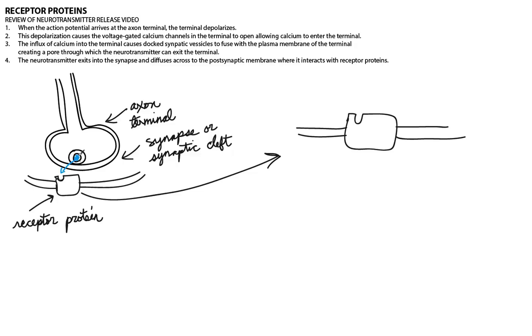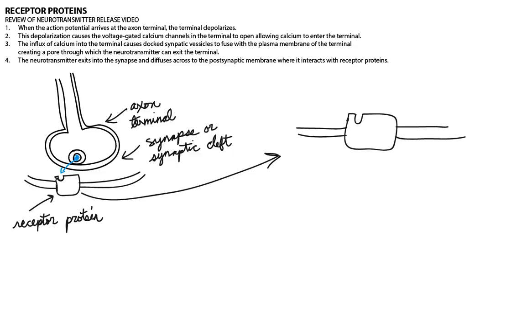And we talked about how it would cross the cleft and end up coming into contact with a receptor protein, and that by interacting with that receptor protein, it could cause changes in the membrane potential of the postsynaptic neuron. And in this video, we're going to take a look at the different types of receptor proteins and how neurotransmitters can affect those proteins, and what then the overall effect on the neuron's membrane potential would be.